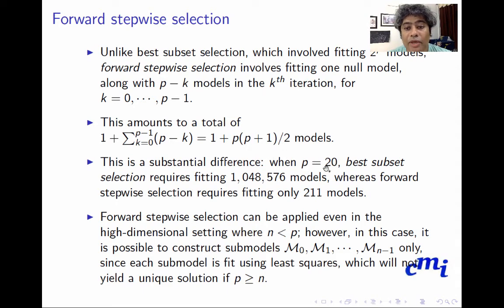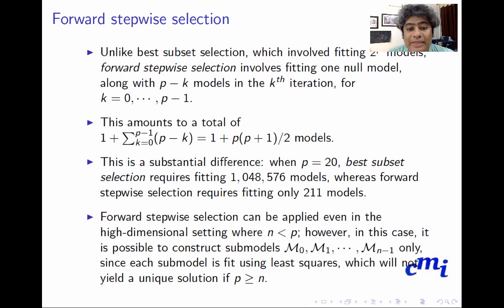Now if you have p equal to 20, then best subset selection requires fitting 1,048,576 models, whereas forward stepwise selection requires fitting only 211 models. So the algorithm complexity is of order p squared, but it is a significant improvement, and that is why forward stepwise selection, or stepwise selection in general, is very popular. People do use it left and right.